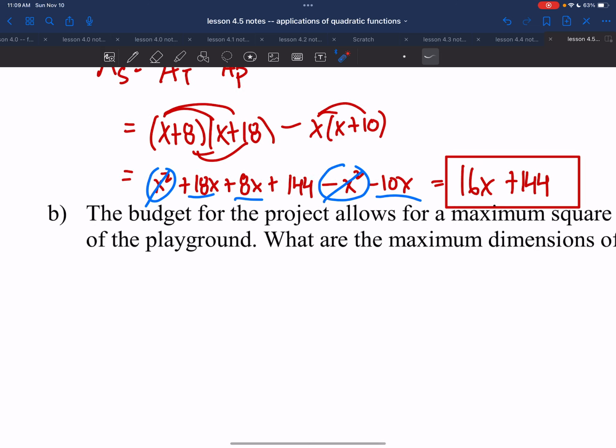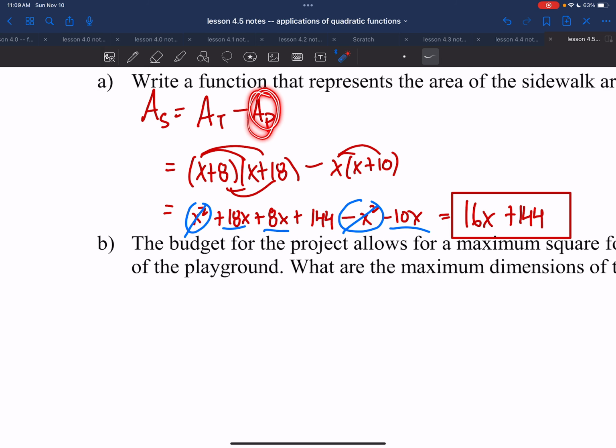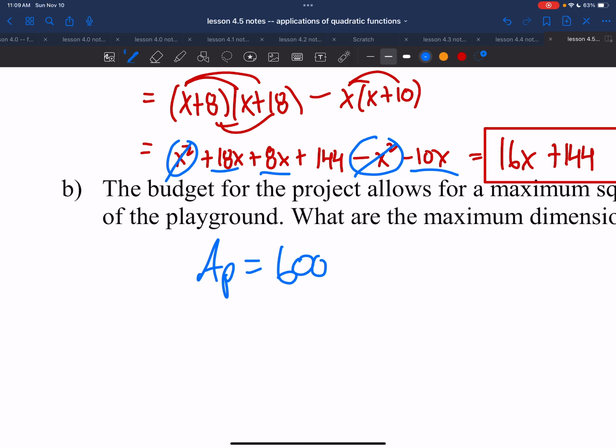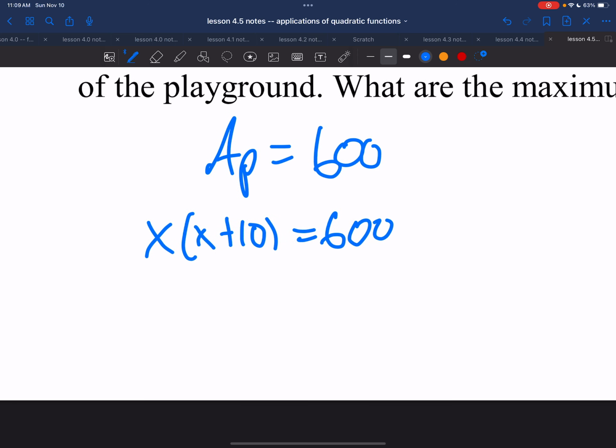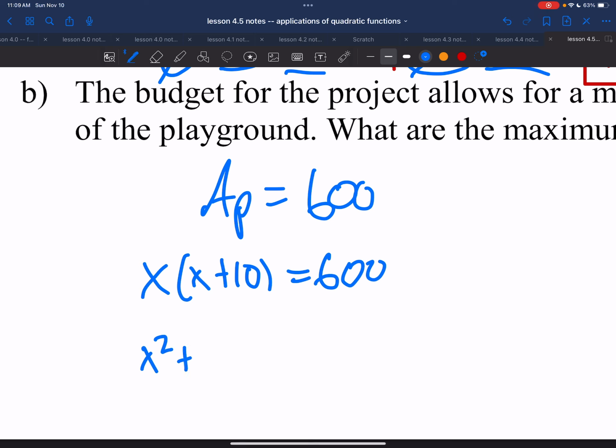So what that means is this guy right here, area of playground, which is represented by this, we want area of playground to equal 600 feet squared. But the area of the playground is dimensions x by x plus 10. And so I say, okay, so distribute that. That's x squared plus 10x equals 600.